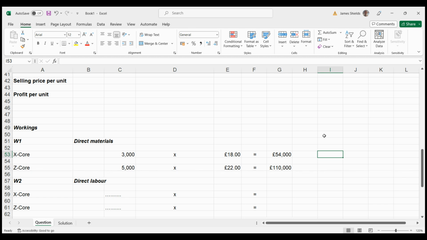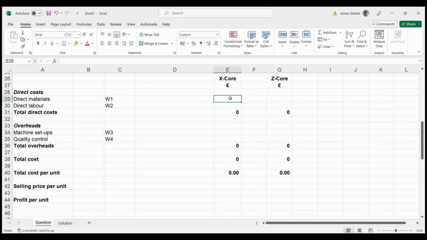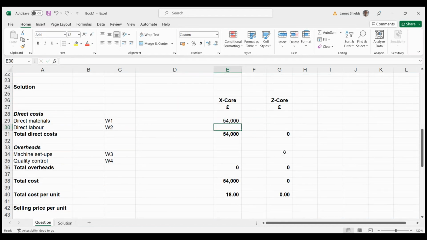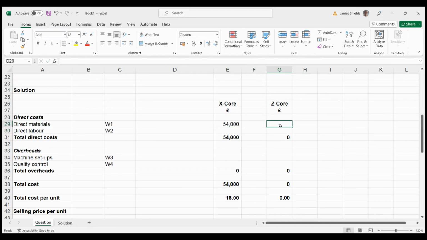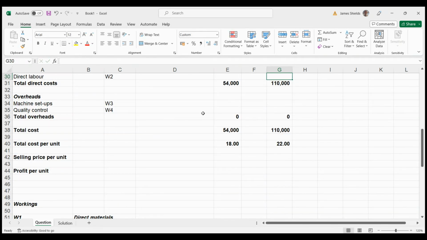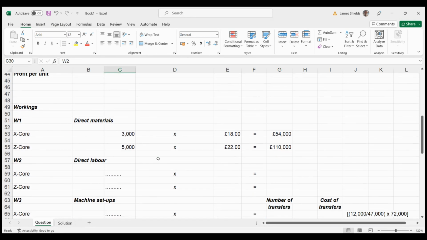So let's go back to our little solution. So X core is 54,000 for direct materials. And the Z core was the 110,000. So that's the direct materials. Now we want the direct labour. So I've got working number 2 now for direct labour.